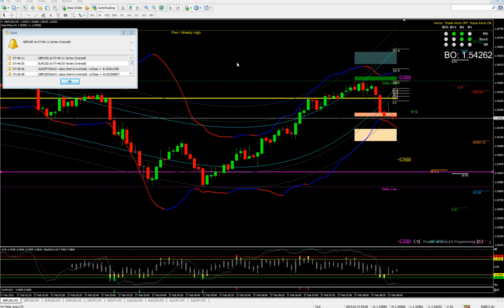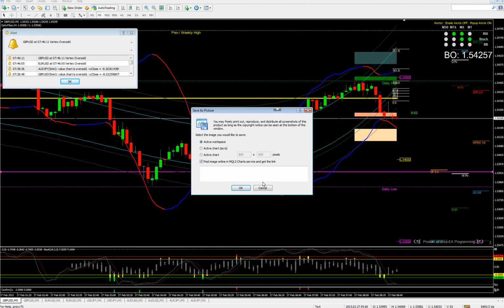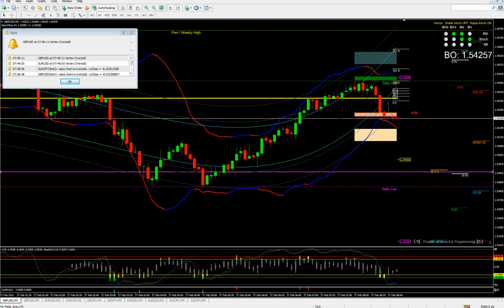What I would prefer is when you send me charts, whether you're using Mac, Linux, or Windows, because I have all three going on, right click on the chart, do save picture as, make sure it's active workspace, and post image online. Then hit OK. It was Michael David Corkland. Everything you sent me, and it was a ton, I cannot see it.